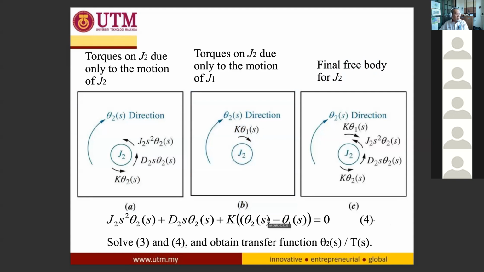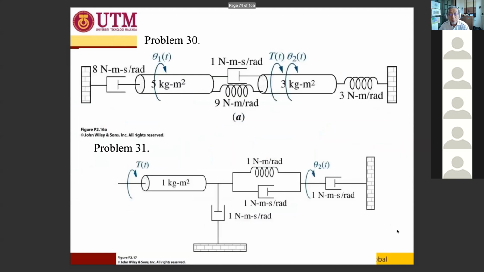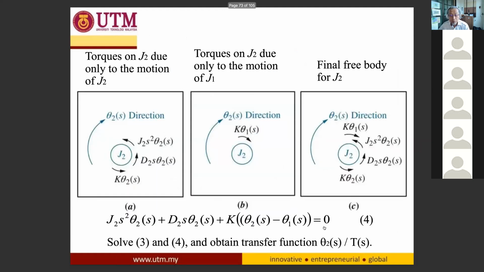So you have equation number 3 and 4 in Laplace transform. You obtain the transfer function θ2 over T(s) as shown here. You open all the equations and then eliminate θ1, so you will get the answer for θ2 over T(s) from equations 3 and 4. For further details you can refer to the book chapter 2, as I attached in the WhatsApp.